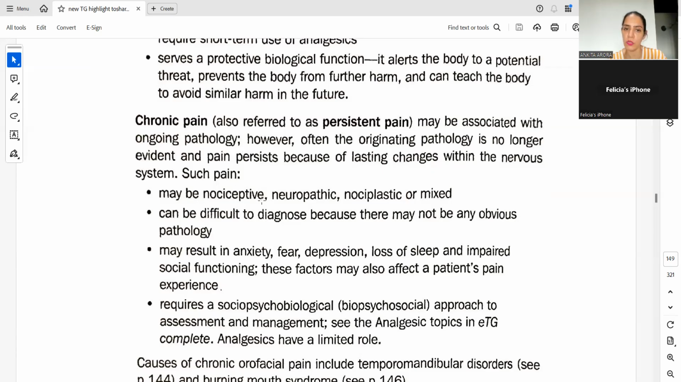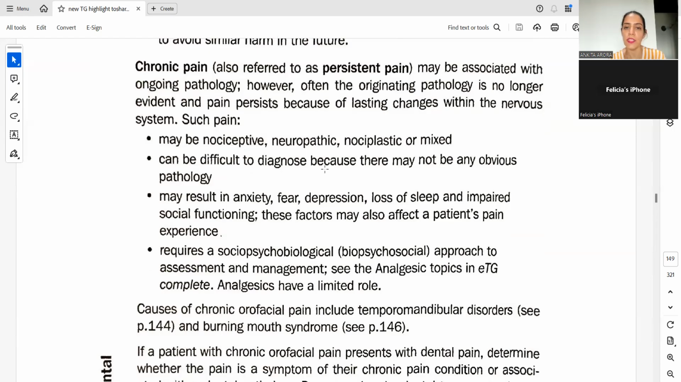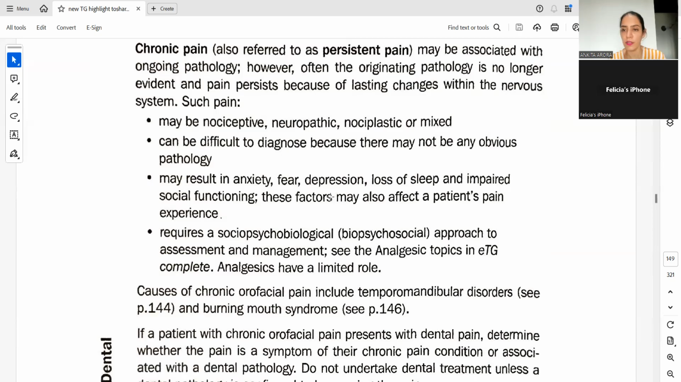And such pain may be nociceptive, neuropathic, nociplastic, or mixed. So it can be any combination also. It can be difficult to diagnose because there may or may not be any obvious pathology. It may result in anxiety, fear, depression, loss of sleep, and impaired social functioning. These factors may also affect a patient's pain experience, right? So all these factors, the emotional bearing, can amplify the pain.